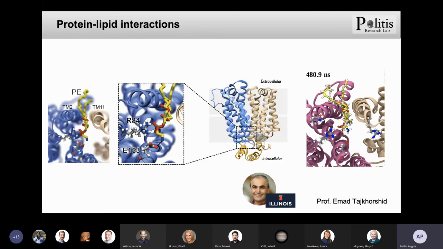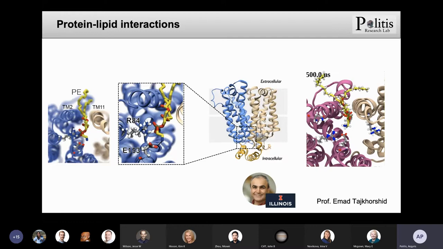However, we don't know whether this effect is because of direct protein-lipid interactions, or because the lipid sitting there as an environment can actually have an impact on the protein. So in order to answer this question, and because we also hypothesize that there is some sort of interaction between the PE lipid and the protein, we carried out MD simulations with our collaborators in Illinois, in Urbana-Champaign, and Professor Tajkhorshid.